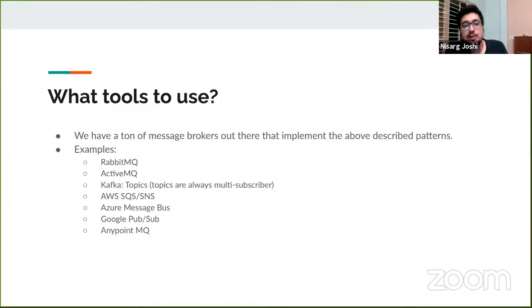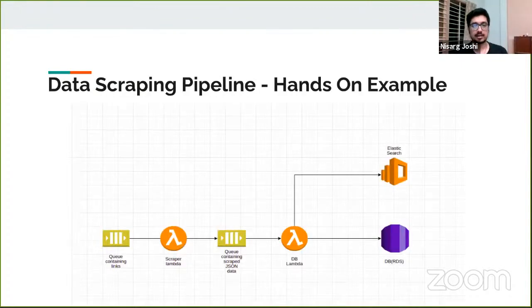Then AWS has amazing services, SQS and SNS. So SQS is the one that we are going to use in today's talk, which is simple queuing service, and SNS is simple notification service. So one of them is more PubSub oriented. SNS is your PubSub pattern. It's a notification pattern. And SQS is your queuing service. Azure Message Bus, again, that's an Azure offering. Then Google PubSub, Anypoint MQ. So these are some example tools. Let's go to the next slide.